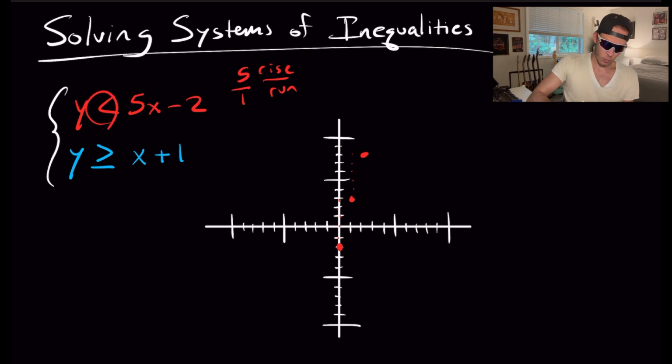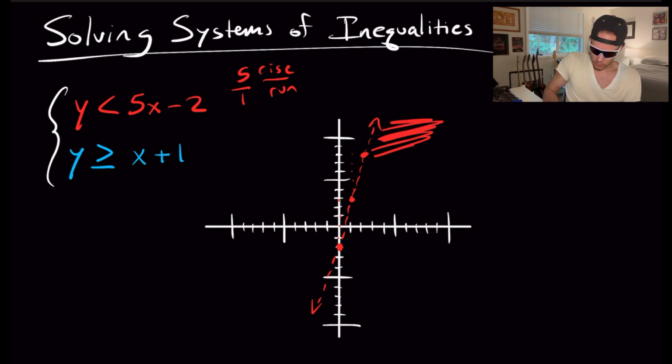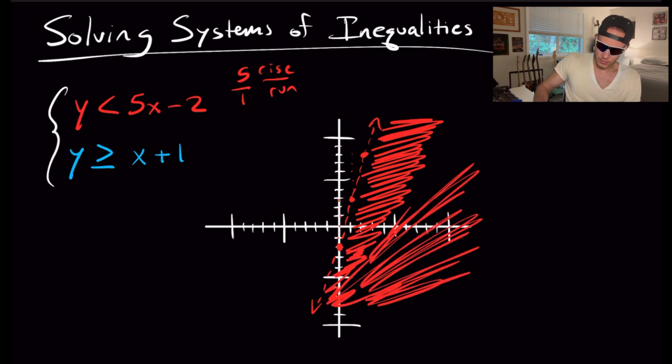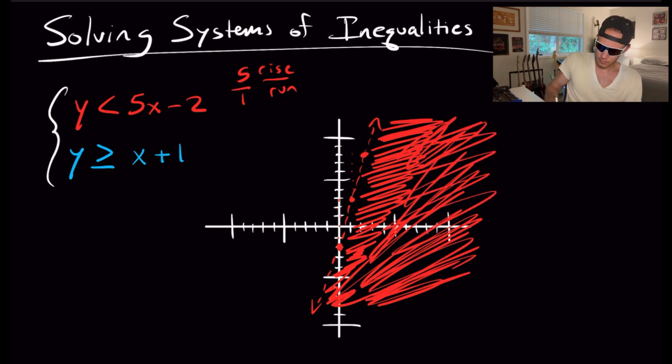All right, and since this is y is less than, and not y is less than or equal to, this line is going to be a dashed line. So we'll do like that, and like that. That should be good. All right, and it's y is less than, so we're going to shade below the line, not above it. So all of this area, right, below the line, these are the solutions to this first inequality, okay?